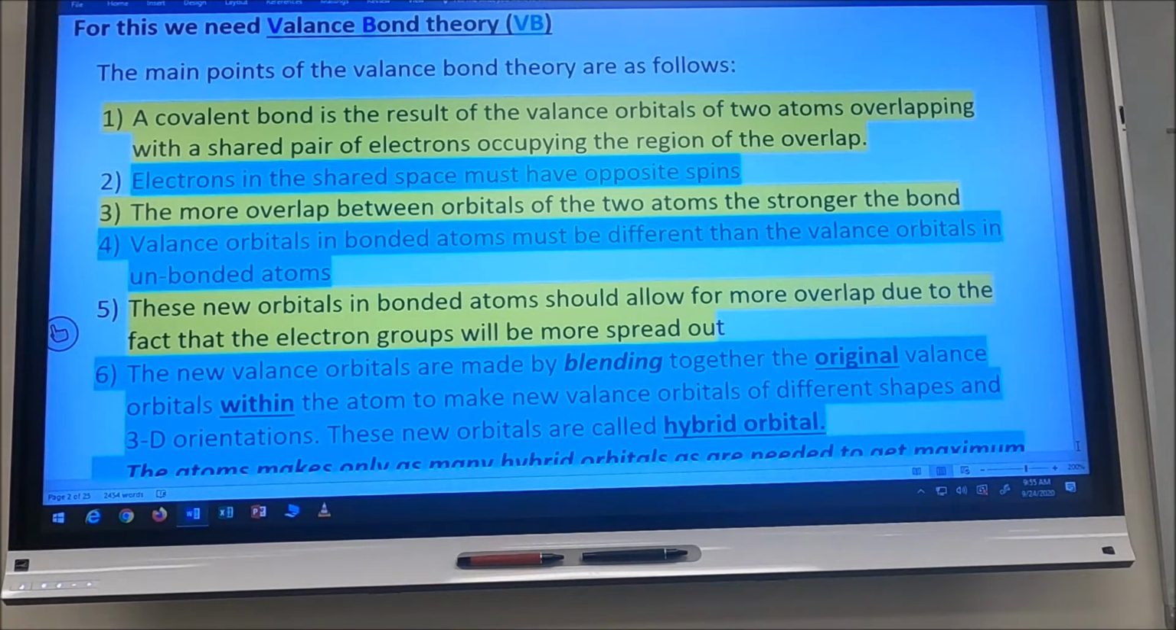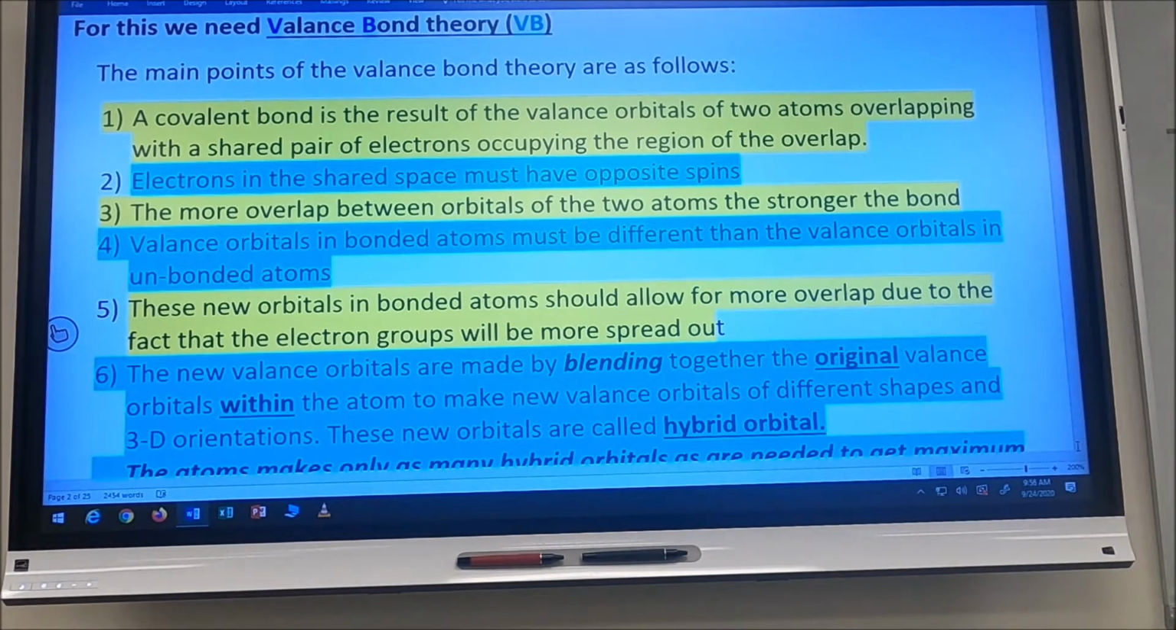Main points about valence bond theory are as follows. Covalent bond is the result of valence orbitals of 2 atoms overlapping, with the shared pair of electrons occupying the region of overlap. Electrons in the shared space must have opposite spin. The more overlap between orbitals of the 2 atoms, the stronger the bond. And valence orbitals in bonded atoms must be different than valence orbitals in unbonded atoms.